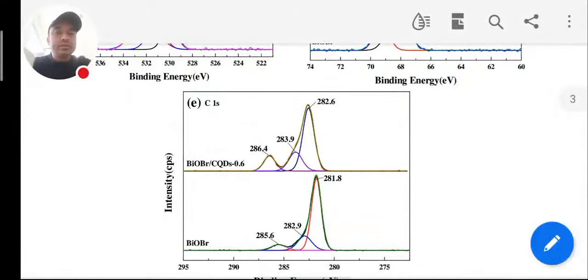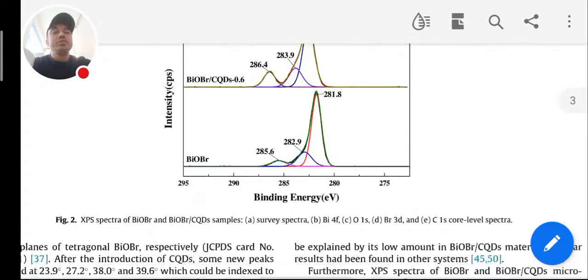Here is the carbon XPS data, which shows that carbon has 81, 82 and 85 in the pure form, but it has 82, 83 and 86.4 in carbon quantum dots. This is increased. Why is this increased? Because the percentage of carbon is increased there. Of course, there we add some carbon quantum dots. So as the carbon quantum dots are increased, the percentage and their energies will be increased.